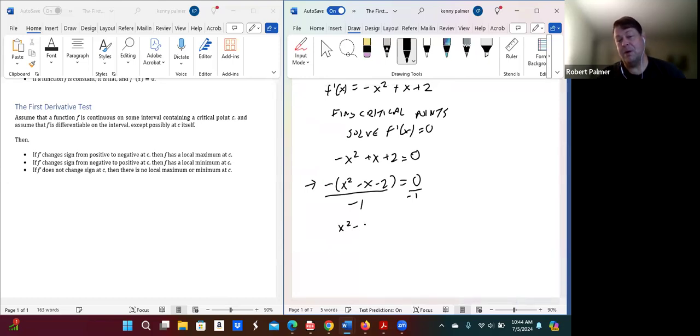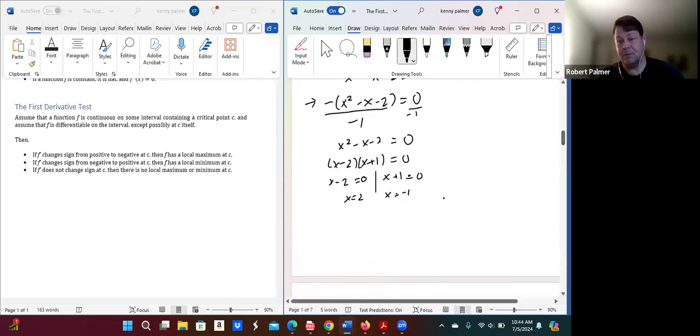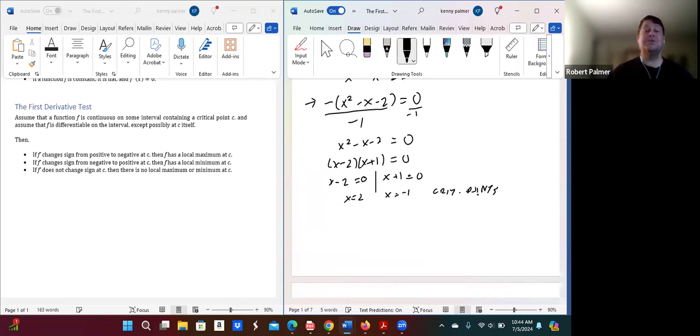Okay, so now I have x squared minus x minus 2 is 0. And if you factor that, it's going to factor into x minus 2 and x plus 1. Remember here, to solve this, set each factor equal to 0 and solve. x minus 2 is 0, x plus 1 is 0. And so our critical points are 2 and -1. So these are our critical points. Remember, these are where the derivative is equal to 0.